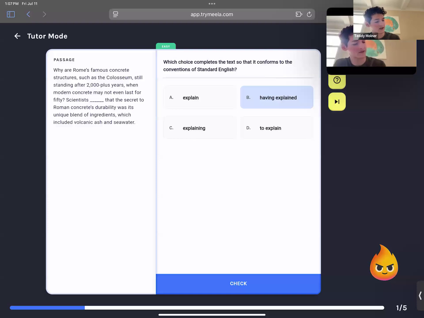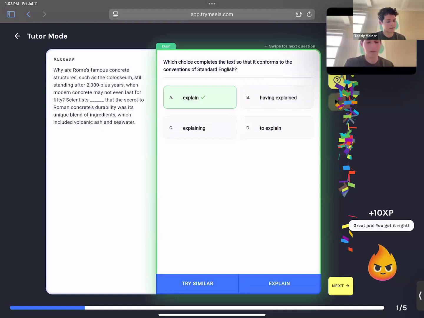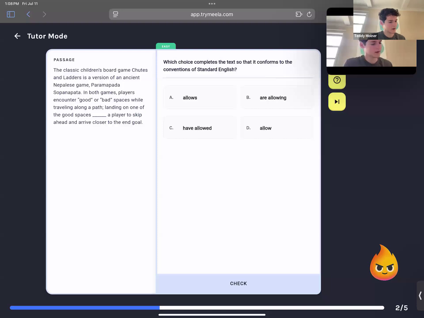"Scientists having explained." This suddenly puts us in past tense, but we're in present tense. "Explaining" is the present progressive form of the verb, and we're not in the progressive tense. And "to explain" is the infinitive. I think just with the natural ear, you can also figure this out. "Explain" is really the only one that even sounds remotely right, which is probably why this is considered an easy question. You don't have to know too many intricacies of the grammar rules, but we get it right. Let's go for another one. I'll give you another 30 seconds.